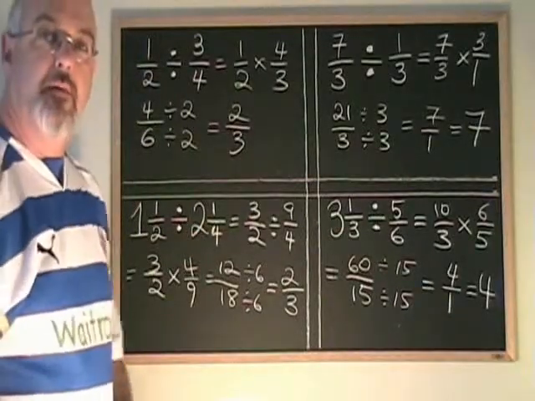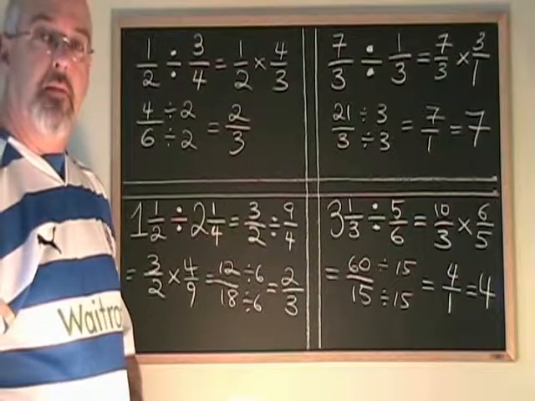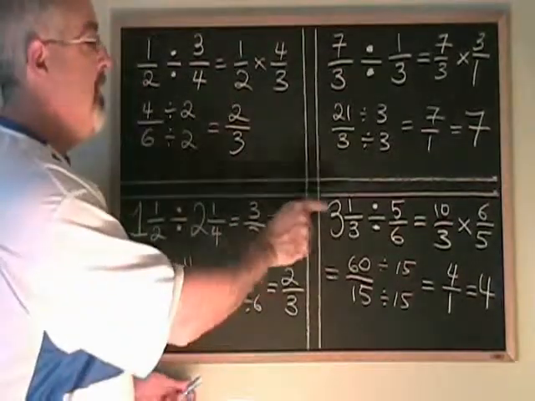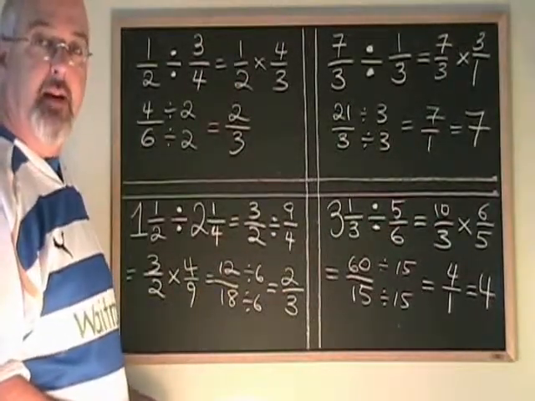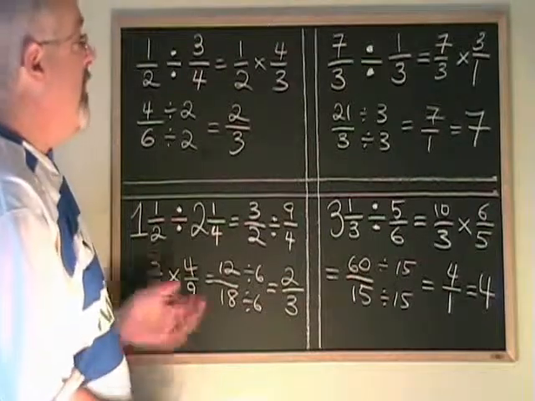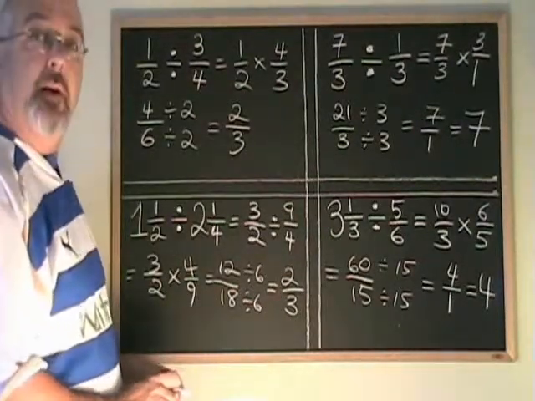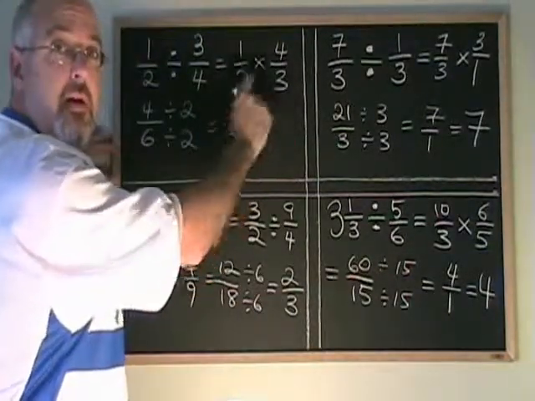So when we divide fractions, there's nothing really new here if we already know how to multiply fractions. We might have to convert improper fractions into mixed numbers or mixed numbers into improper fractions. Those skills can come in handy. And we have to know how to multiply fractions. But learning how to divide fractions simply means learning how to turn the second fraction upside down and multiply instead.